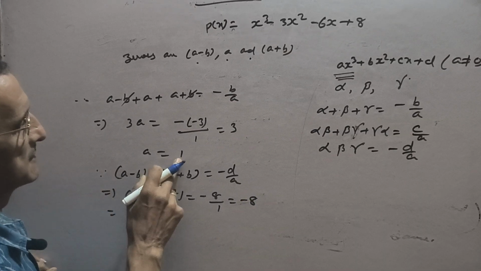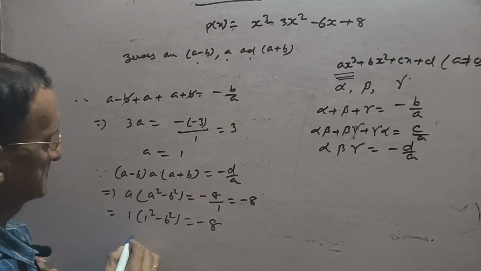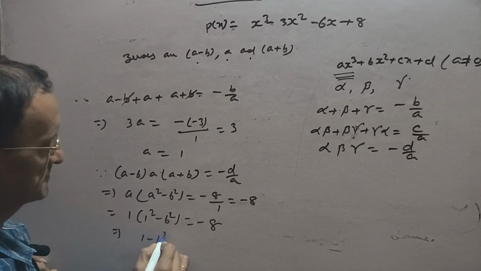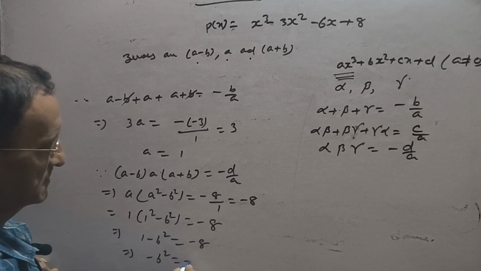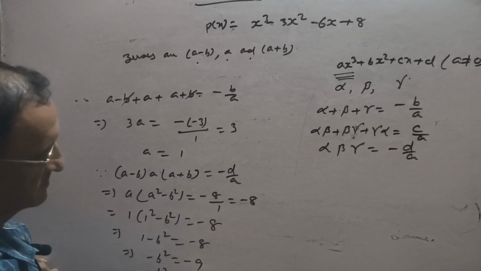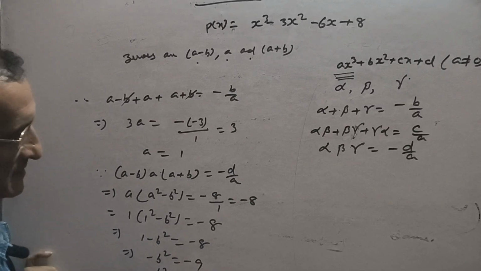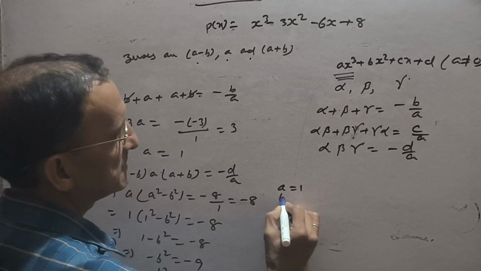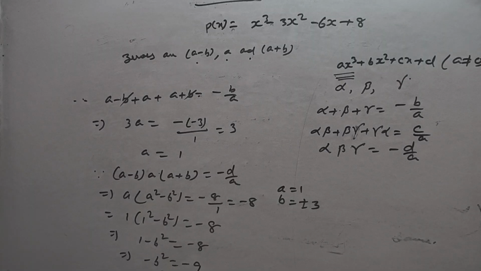Now a you have already got here, so put the value: 1 square minus b square equal to minus 8. This is 1 minus b square equal to minus 8. So minus b square equal to minus 9. So b square equal to 9, but we have to find b, so plus or minus 3. What we have got: a equal to 1, b equal to plus or minus 3. Okay, so these are the answers.